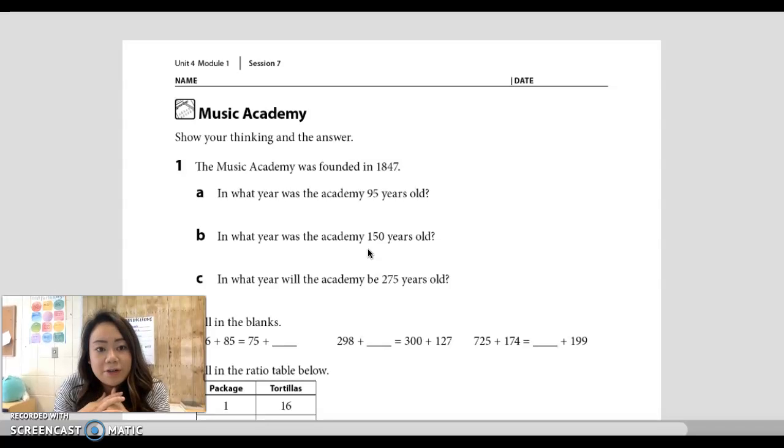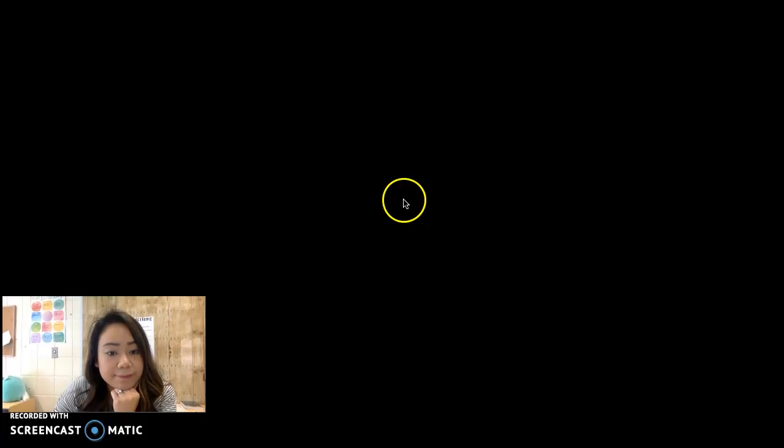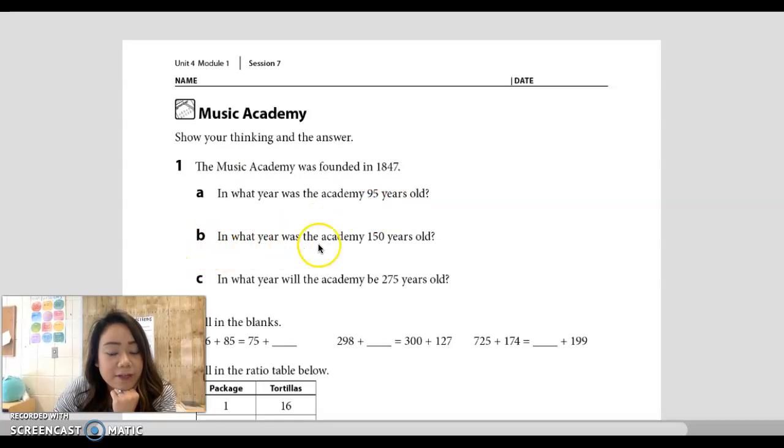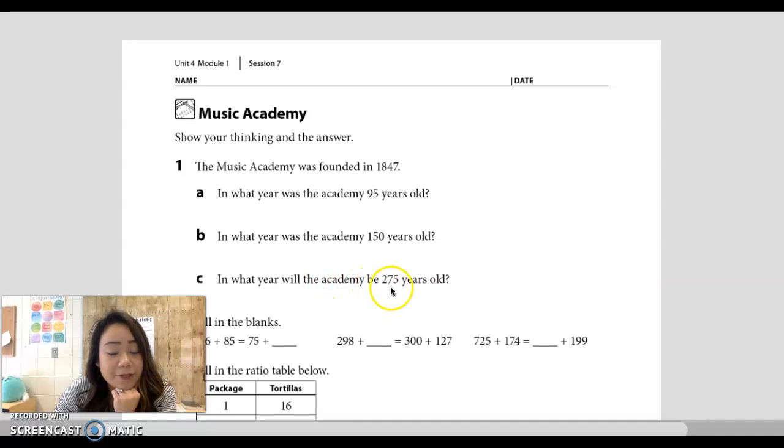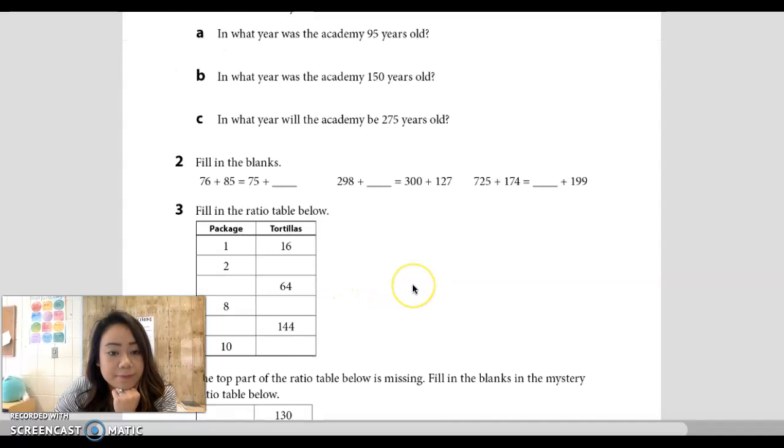So we are on page 138. This is called Music Academy. Show what you're thinking and the answer. Number 1, the Music Academy was founded in 1847. A, in what year was the Academy 95 years old? B, in what year was the Academy 150 years old? C, in what year will the Academy be 275 years old?